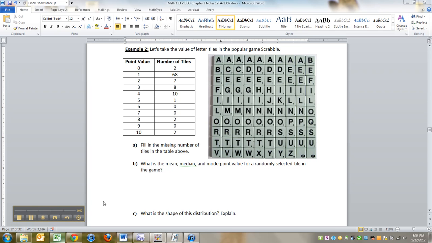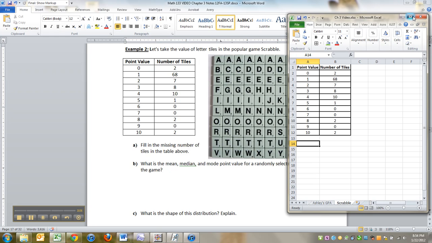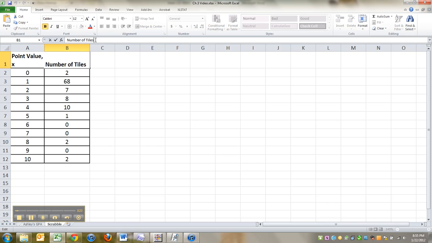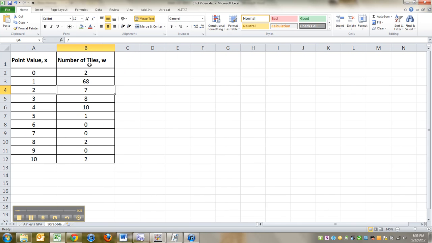Okie dokie. So we're sitting here looking at these Scrabble values, and I copied and pasted them into Excel to make it easier for us to work with. I'm going to do a couple things. For one thing, we need to find the mean, the median, and the mode. So what's happening here is the point values are like the x's, and the number of tiles is like the weight, right? Because we want to know the average points.